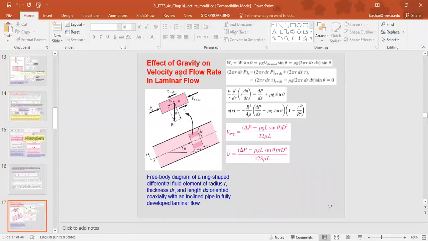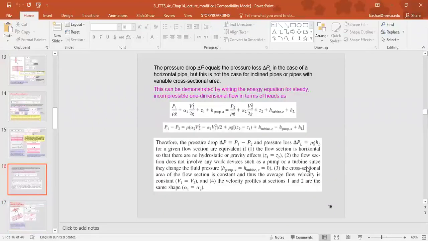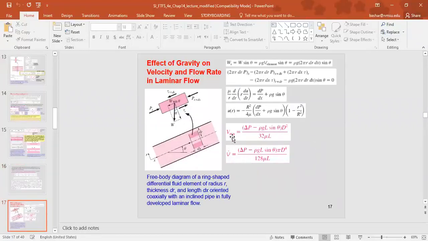The effect of gravity on velocity and flow rate. The previous relations for the average velocity and the volume flow rate were for horizontal pipes. If in case we have an inclined pipe, then the gravity will have an effect, and so the average velocity is modified to this equation. Similarly for the volume flow rate.